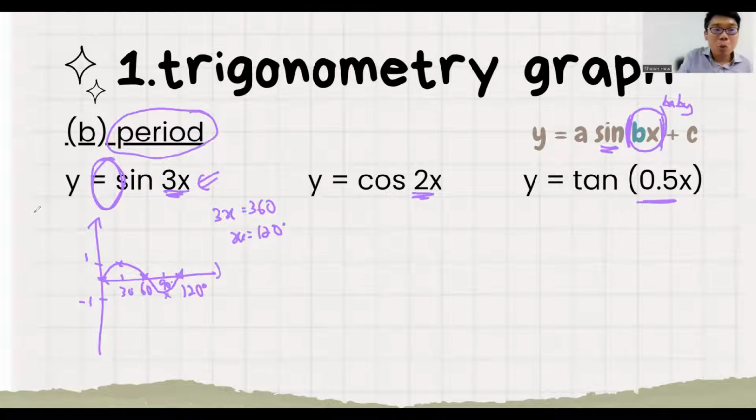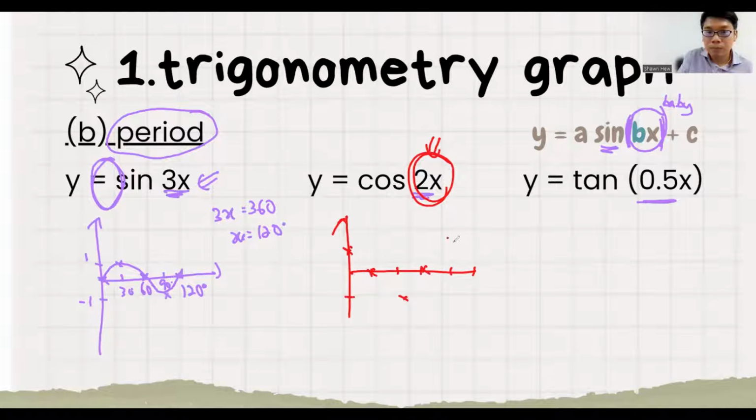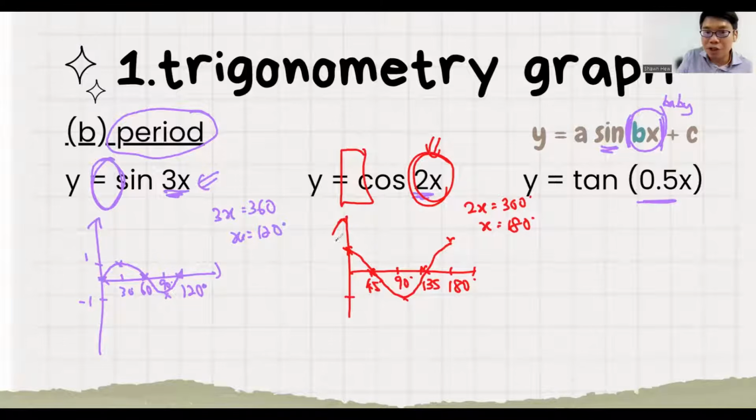Next, we go to y equals cos 2x. So again, the period changes. Now the period is 2x, so we count what the period is. 2x equals 360, so we form it back to x is 180. So this part is 180. Half of it is 90, and then 45, 135. And if the amplitude has no change, it's still 1 and minus 1. So this is y equals cos 2x.